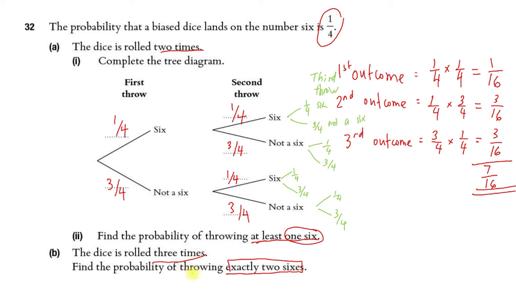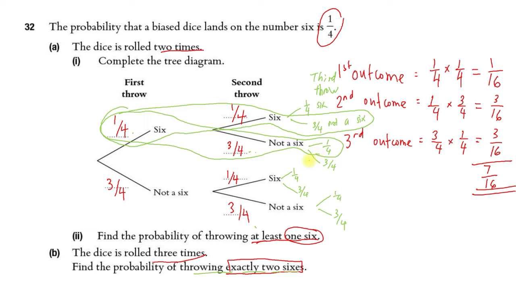Now let's find the probability of throwing exactly 2 sixes. You're going to throw the dice 3 times, but you only want 2 sixes. So what's the outcome? First throw you get a 6. Second throw you get a 6. Third throw not a 6, right? Because you only want to get 6 twice. This is the first possible outcome. Or you get a 6 in your first throw, you don't get a 6 in the second throw, and you get a 6 in the third throw. This is your second possible outcome.